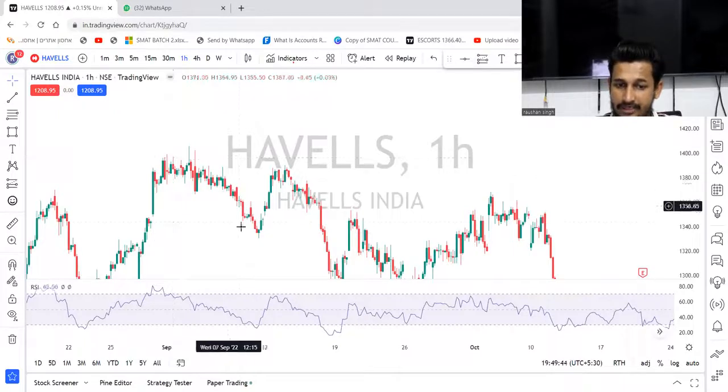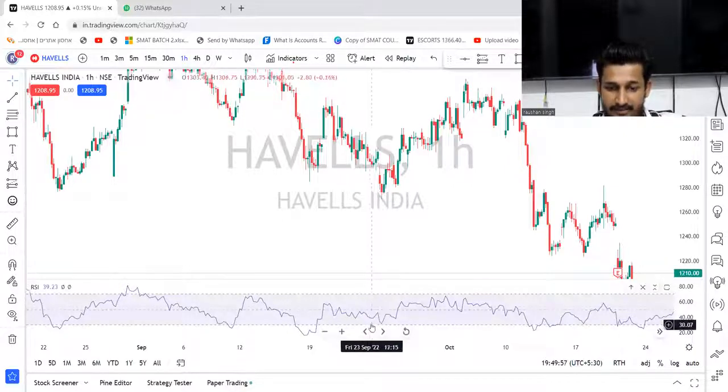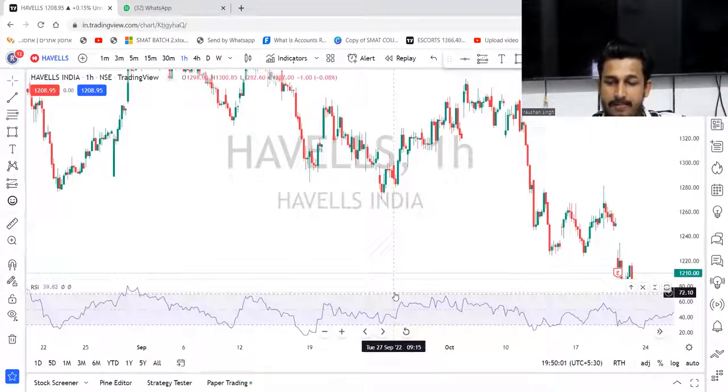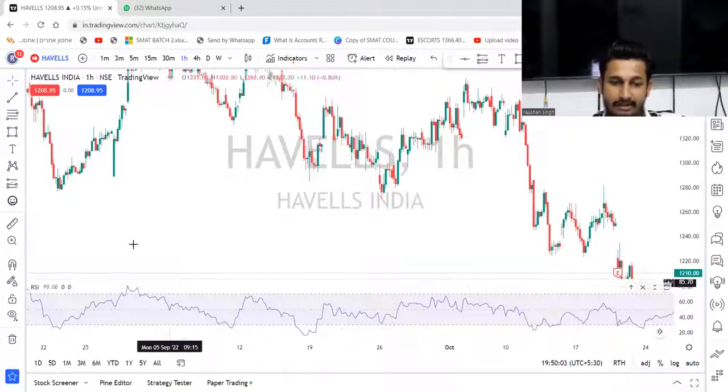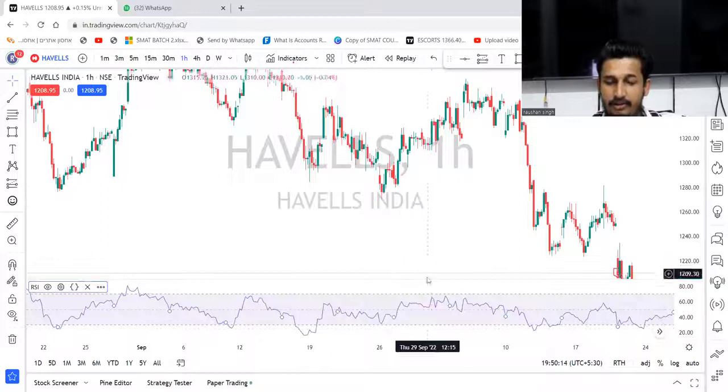So RSI moves in a band of 30 to 70. The lowest level is 30, in between it is 50, and then the upper band is 70. If you go to the settings, you will see the upper band 70 and the lower band, which we can also change.